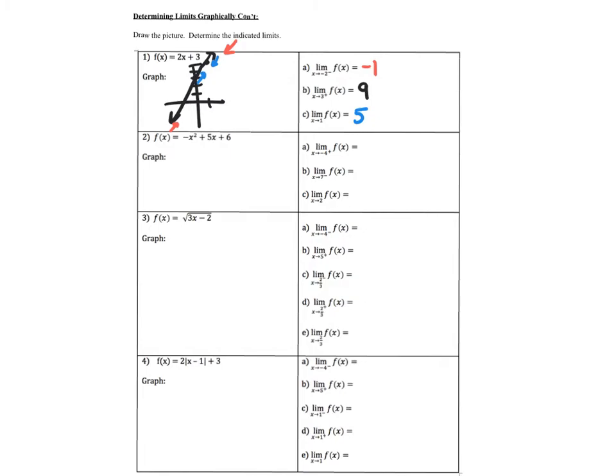For our second example, we have a parabola. We can factor it. We get that the zeros are at -1 and 6. It's facing down.